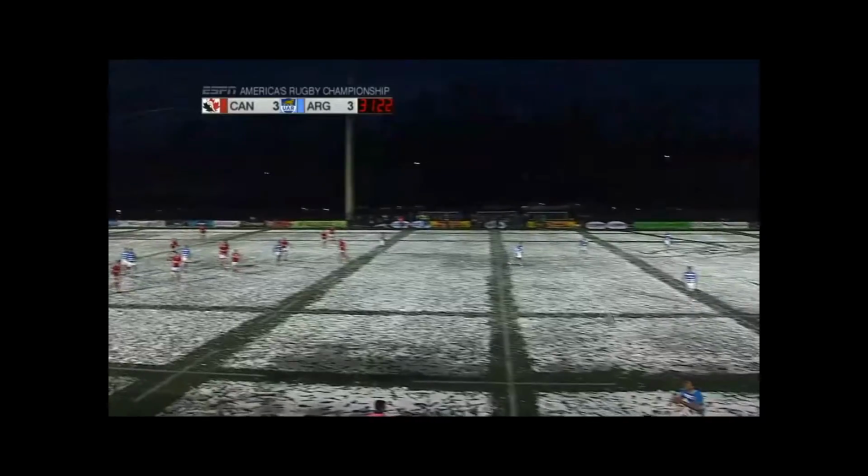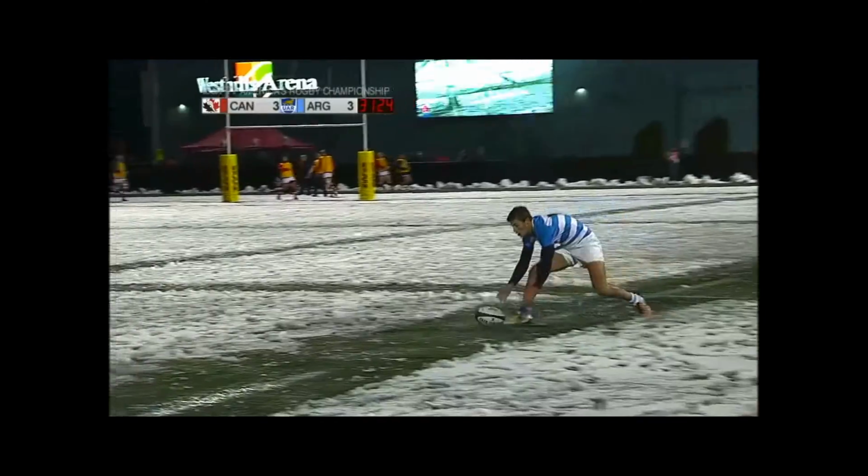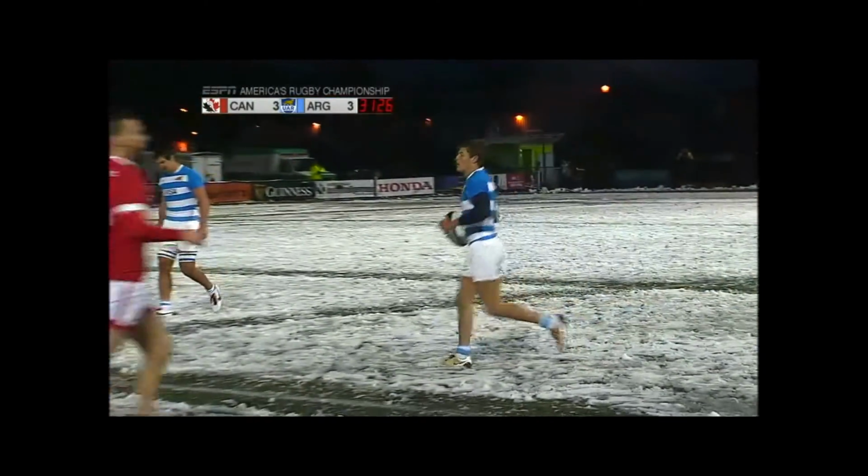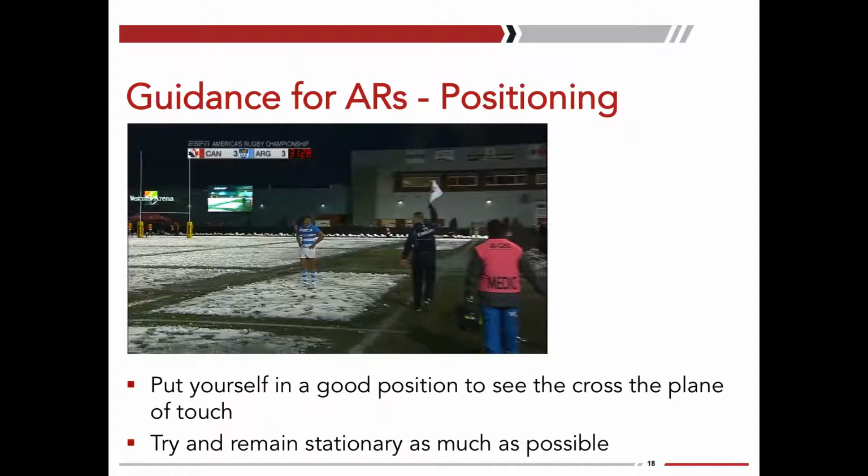Here, unfortunately, the video is not great, but we'll see the AR come late as they would remain stationary to make sure that they got a good sight line, and they were probably in a better position to see that the player probably started in touch prior to jumping, at which point the ball would be dead and it would have been taken out by red. So again, excellent work by the assistant referees in terms of their positioning here.